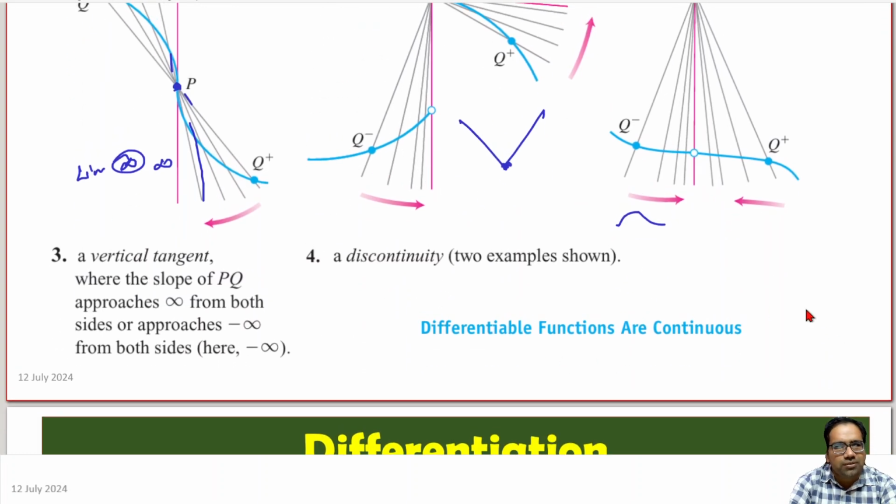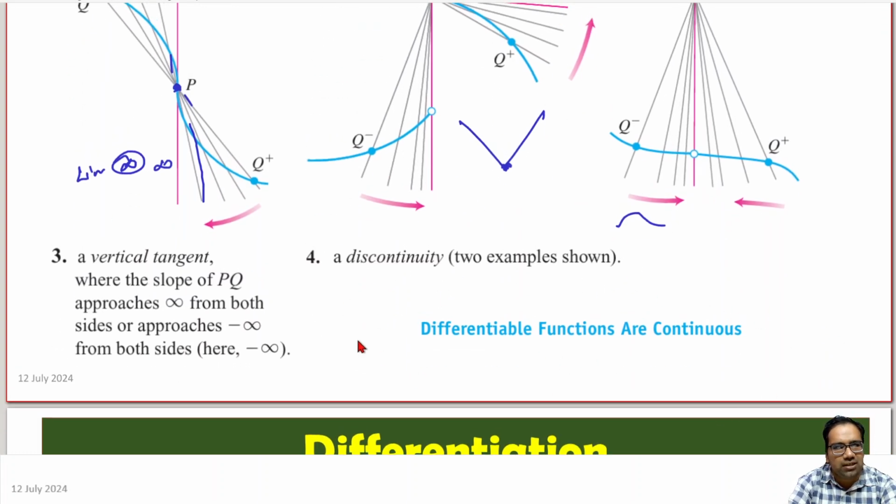Right. So we just discussed differentiable functions are continuous. What does that mean? If a function is differentiable, it has to be continuous. There is no way a function which is not continuous can be differentiable. Differentiable means at all points in the domain, not just one or two points. There should be derivatives at all the points in the domain of the function. That means we can calculate the slope at all points.